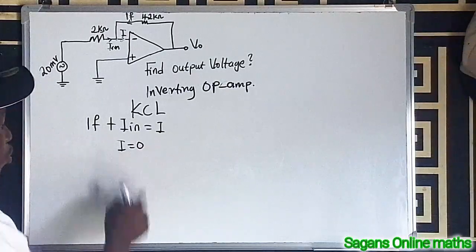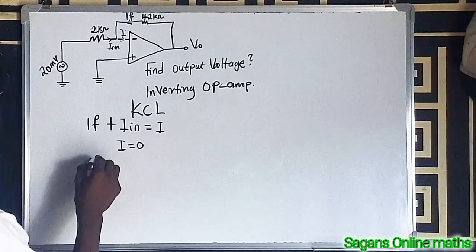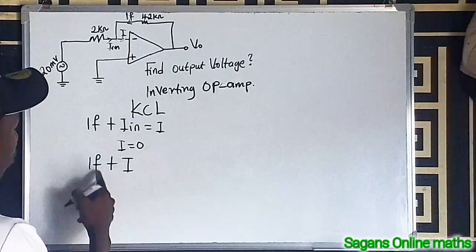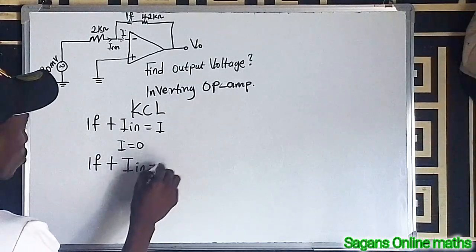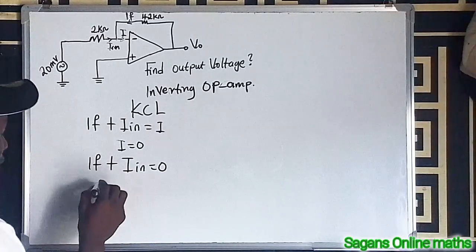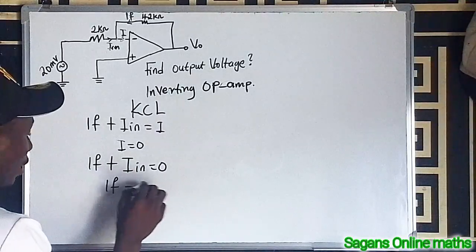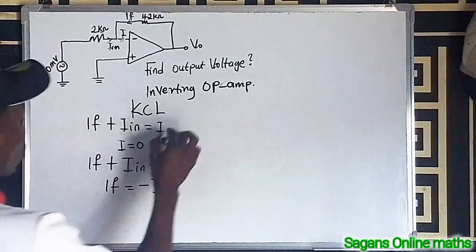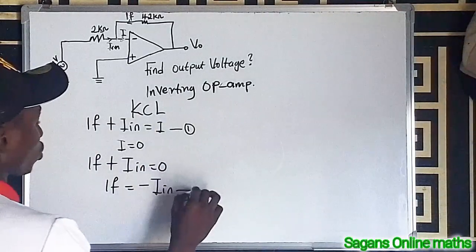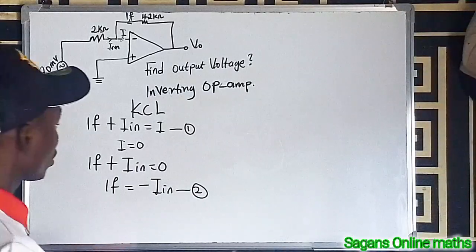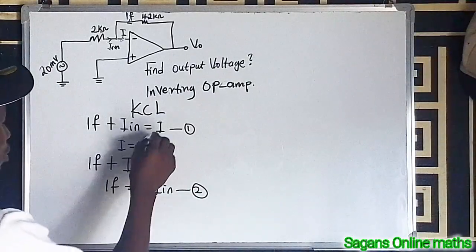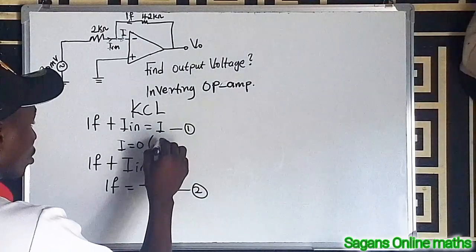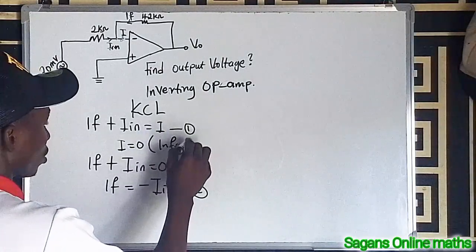So if I is 0, we now see that the feedback current plus the input current is equal to 0, right? That means IF is equal to minus I in, by subtracting I in from both sides. You can call this equation 1 and this equation 2. Take note that this is the infinite input current.